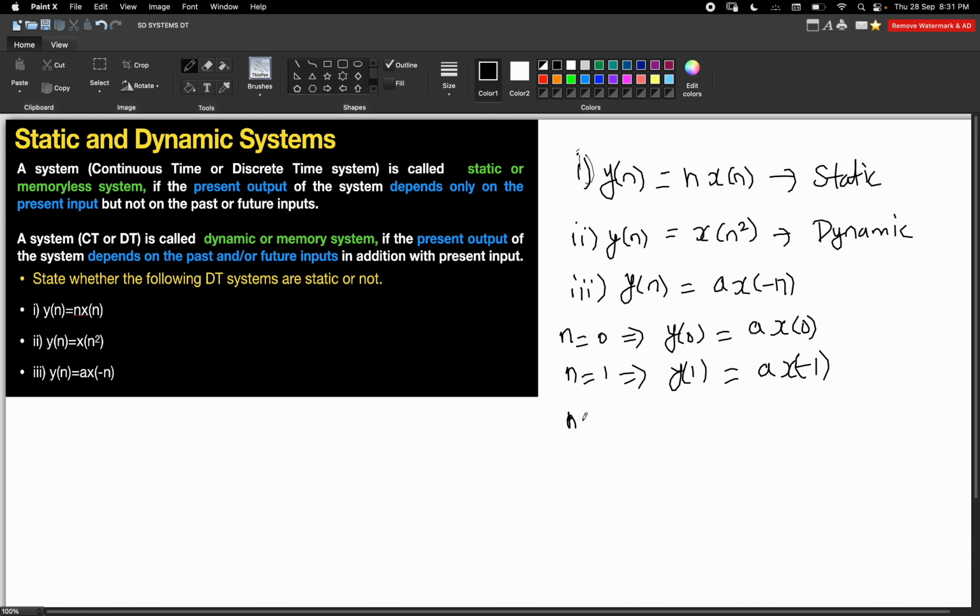Okay. So here in this case, if n is equal to minus 1, then y of minus 1 equal to a into x of plus 1. Here the present output depends upon the future input. If minus 1 is the present time, then 1 is the future time. So this system is a dynamic system. Otherwise we can call this system a memory system.